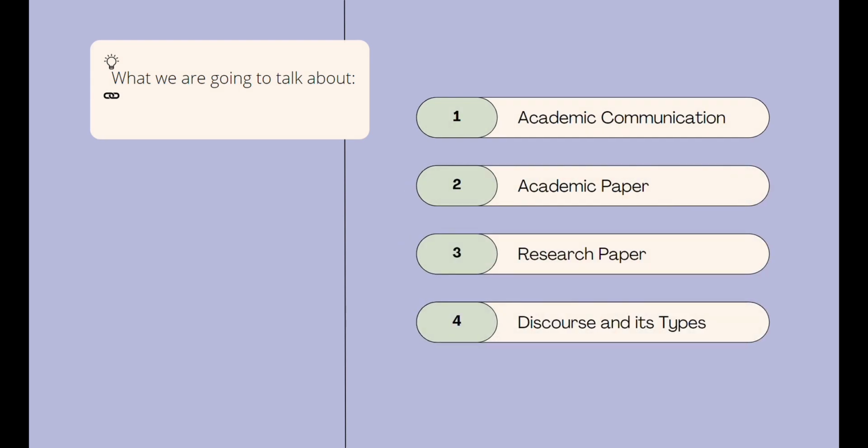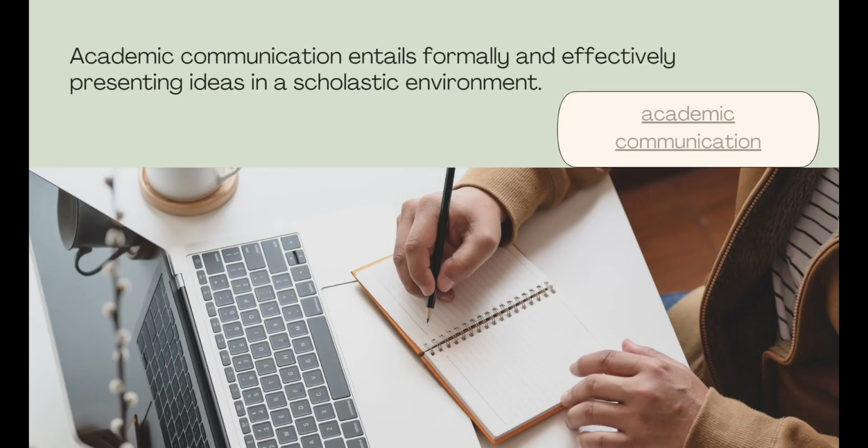So first, we have academic communication. We will define it, and then we will talk about academic paper and research paper and how we can arrive in making these types of papers. And then of course, let's just talk about the discourse and its types. Okay, so now let's begin.